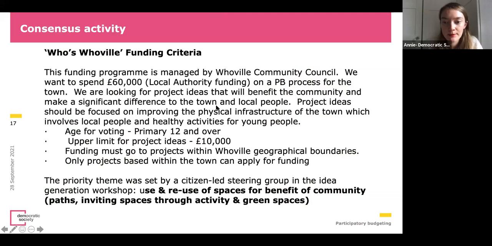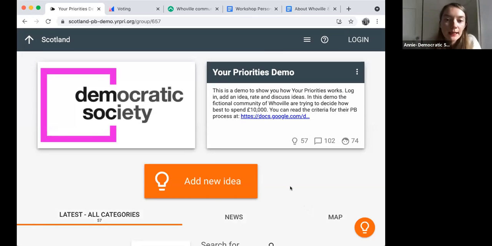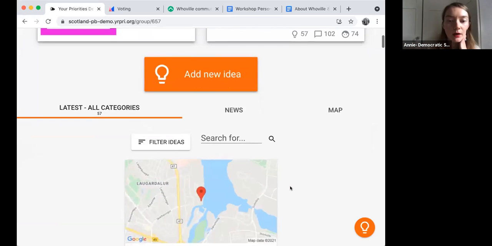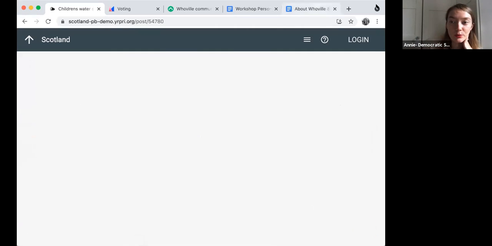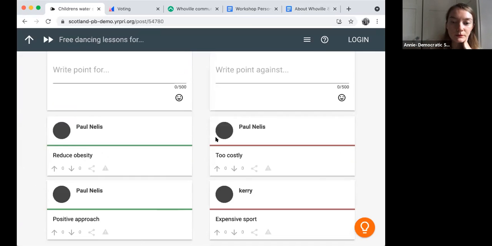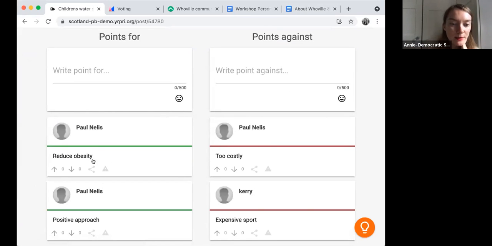Right, I'll screen share this one first with you, just because we've done this before, but it's familiar, hopefully. So remember the your priorities. So you mentioned you can sort of up and down projects. So it could be a pre-phase selection. It's a type of voting essentially. But if I clicked on children's water sports, you can see people have sort of done a little bit of points for and points against. So it is a little bit of consensus, but it's on an online platform, so it's just slightly different.